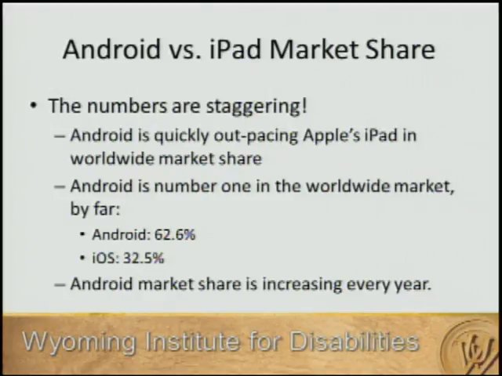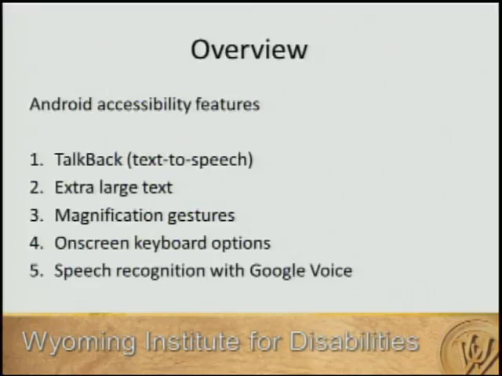And also, Android market share is increasing every year. So this isn't just a blip on the radar screen here. This is a trend that's been occurring since 2012 and well into 2013 and most likely into the future. I want you to know how to use Android accessibility features with accessible instructional materials.